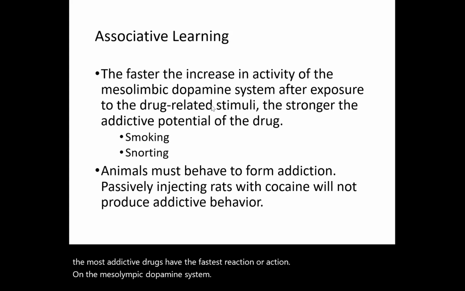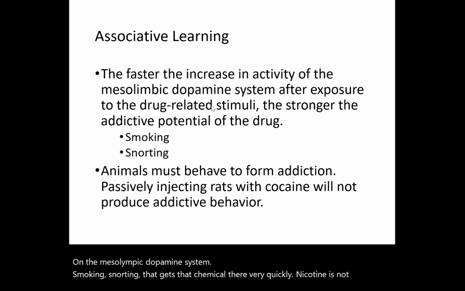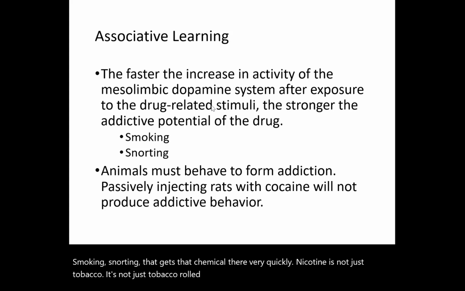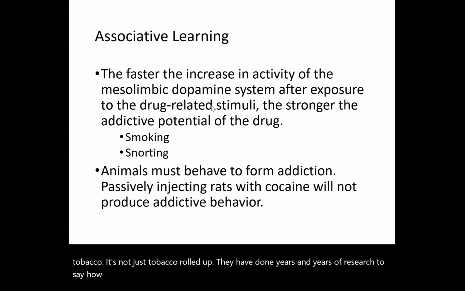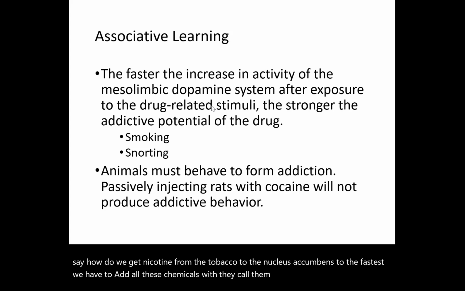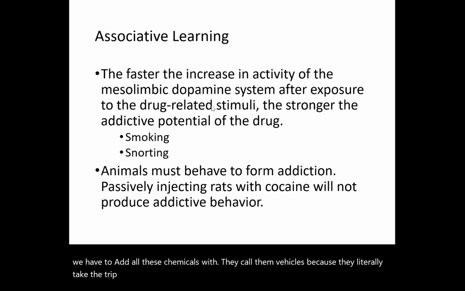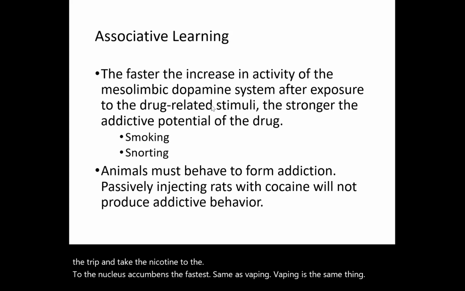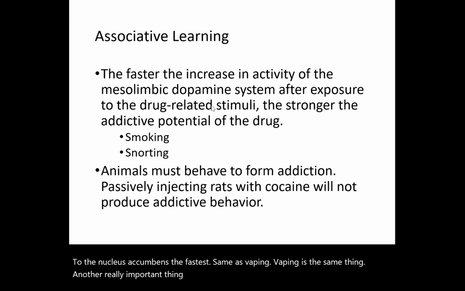Smoking, snorting, that gets that chemical there very quickly. Nicotine is not just tobacco. It's not just tobacco rolled up. They have done years and years of research to say, how do we get nicotine from the tobacco to the nucleus accumbens the fastest? We have to add all these chemicals. They call them vehicles because they literally take the trip and take the nicotine to the nucleus accumbens the fastest. Same with vaping. Vaping is the same thing. Another really important thing to remember here is behavior. What did Thorndike say? In order to learn, animals must behave.